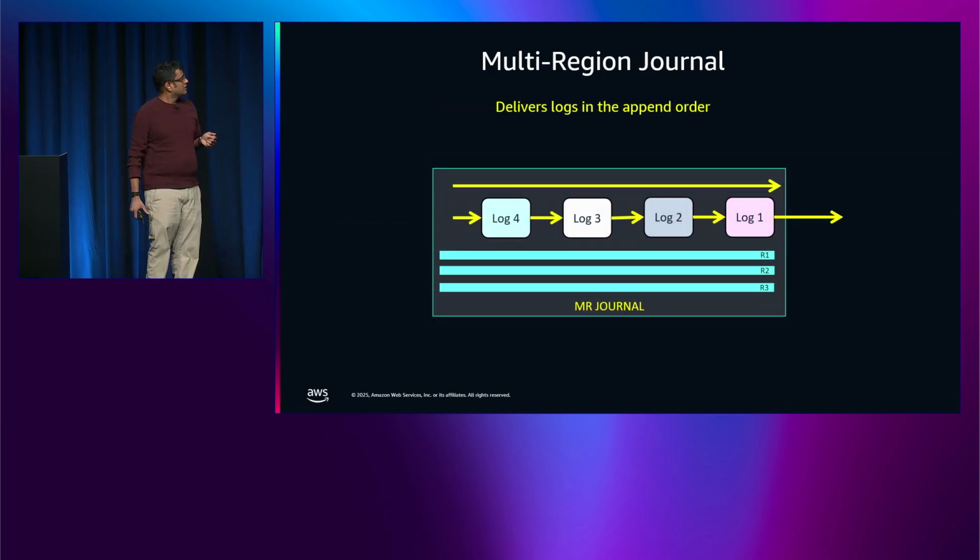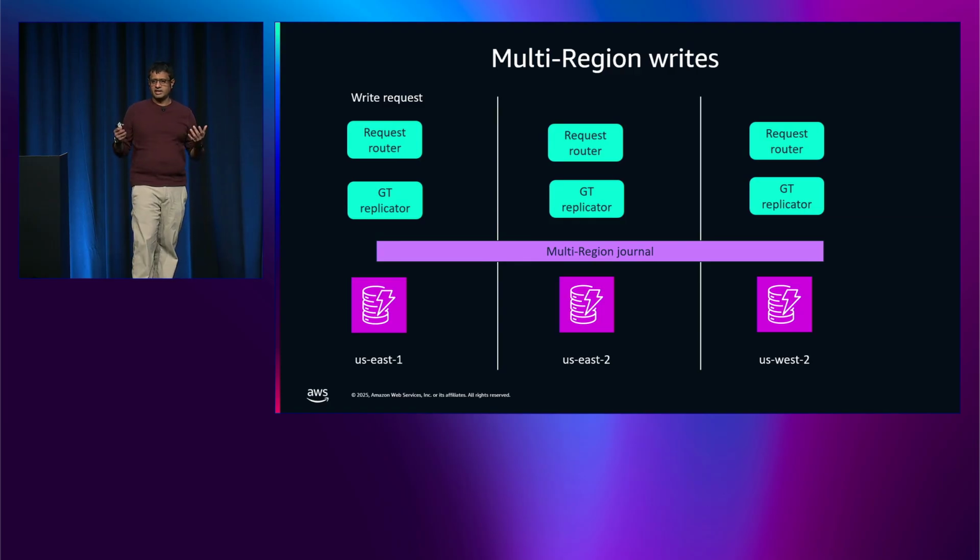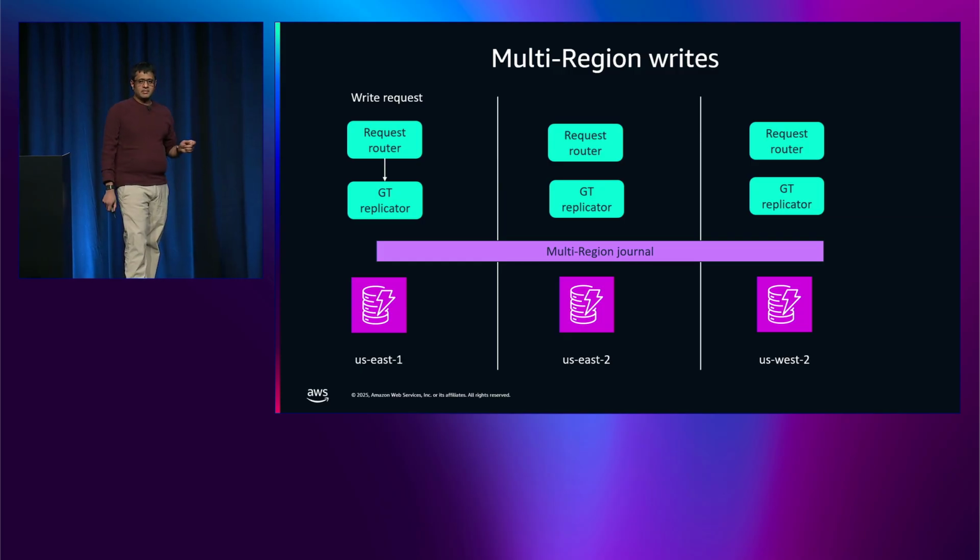Now, how does a write work in case of a multi-region strongly consistent global table write request? As soon as the write request comes, it is forwarded to a GT replication engine. But this replication engine is different from the asynchronous global tables. This one is inside DynamoDB, as opposed to the other one, which was waiting for the streams and asynchronously replicating it. This replication engine has two key functionalities. One is generating replication log entries and appending them to the multi-region journal. And second is listening to the multi-region journal and applying all the log entries in the order they were appended to the journal.